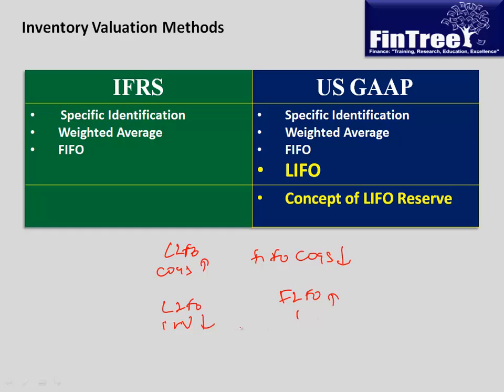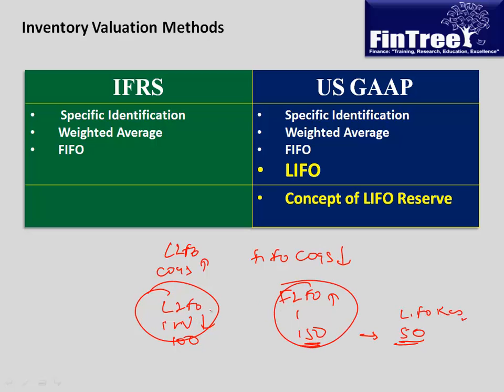So imagine a scenario where LIFO inventory is 100, FIFO inventory is 150. Every firm using LIFO in US GAAP is required to disclose in the footnotes that had the firm not used LIFO, had they used FIFO, then the value of inventory would have been higher by 50 on the balance sheet, and this 50 is called LIFO reserve. So what is LIFO reserve? It is simply the difference between FIFO inventory and the LIFO inventory.